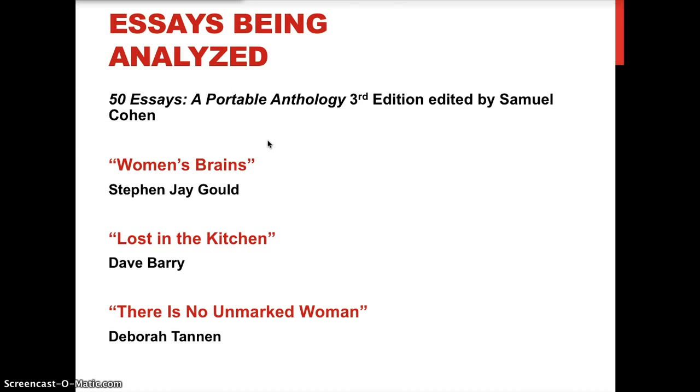I'll be analyzing essays from 50 Essays, a Portable Anthology, edited by Samuel Cohen. So here are the essays I'll be analyzing: Women's Brains by Stephen J. Gould, Lost in the Kitchen by Dave Barry, and There's No Unmarked Woman by Deborah Tannen.